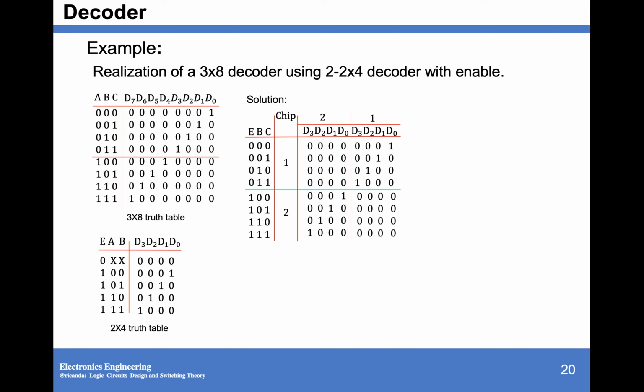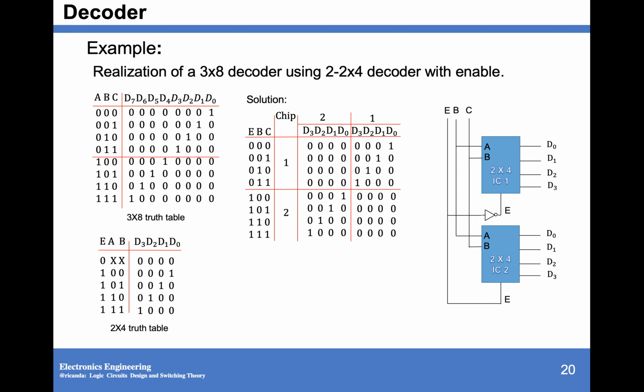So it means that in your chip 1, when your enable is 0, it will function as IC number 1. If your enable is equal to 0, your IC number 2 will not function as a decoder. If your enable equals 1, your IC number 2 will function as a decoder, and your IC number 1 will not function as a decoder.